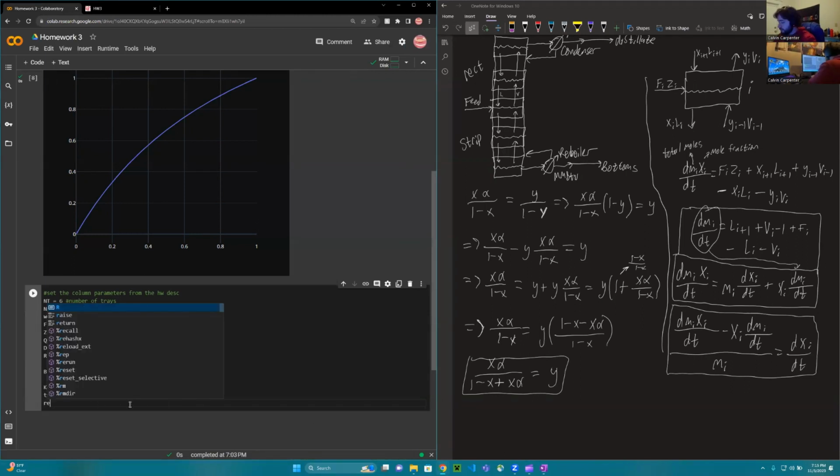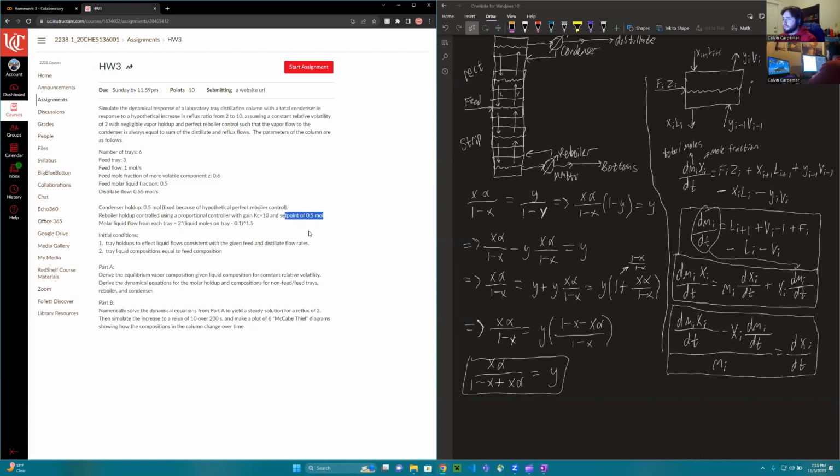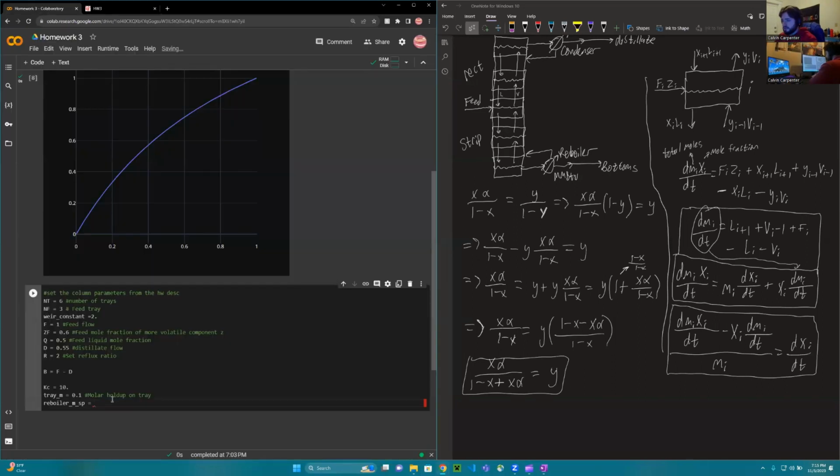Now our reboiler is going to be a set point, and I'm pretty sure that's going to be 0.5. Yes. And then the condenser holdup is going to be 0.5 as well, but this one's just going to be set. It's not going to be like a set point like the reboiler is.